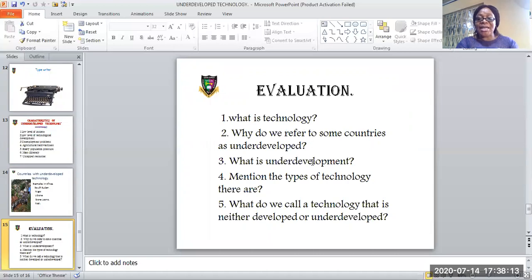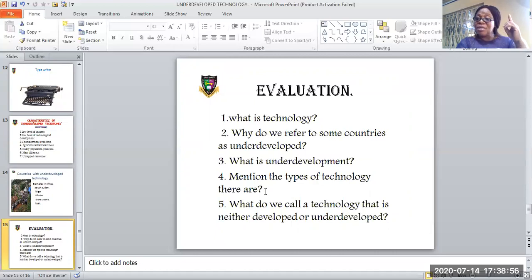What is underdevelopment? Underdevelopment is when a country or a technology is not fashioned through science. The scientific knowledge, the scientific understanding to create things is not applicable. They are yet to arrive at it because they are not using scientific methods or reasoning to solve their own problem. Mention the types of technology there are.